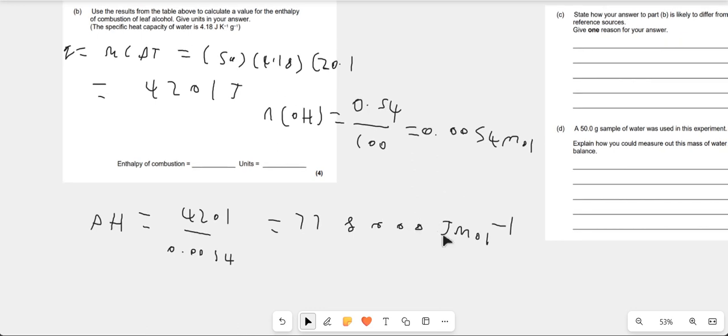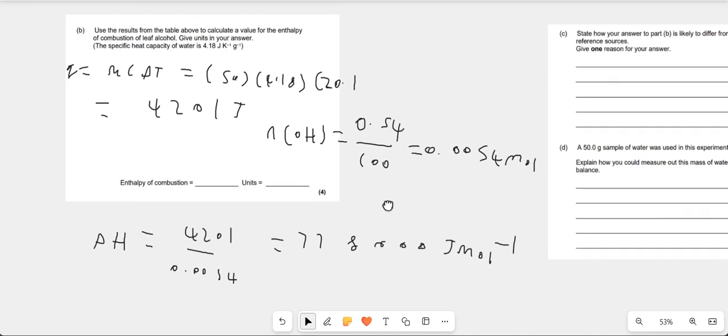Alright, so that's what it gives us here, in joules per mole. I don't need to convert it to kilojoules per mole because it says just state the units, so I can just state the units.